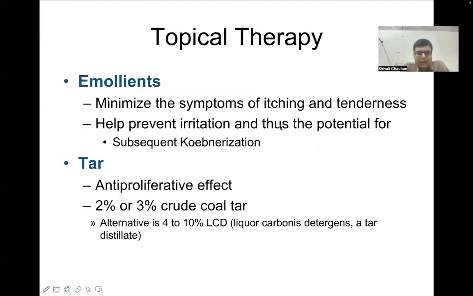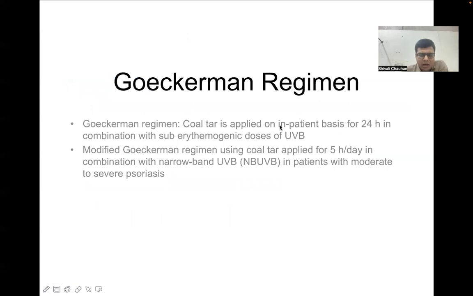First, we will be dealing with topical therapy. In topical therapy, emollients are the most important things, minimize the symptoms of itching and tenderness, and help to prevent irritation, and thus protection for subsequent cauterization. Tar has an anti-proliferative effect, and 2% or 3% of crude coal tar. Alternative is 4 to 10% LCD, which is like a carbonate detergent, a tar distillate.